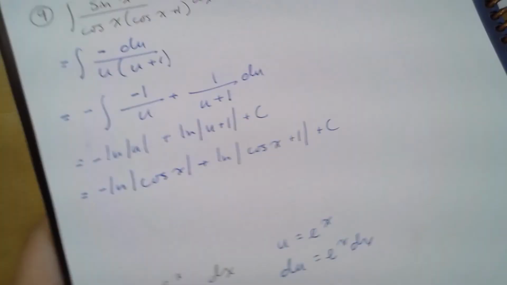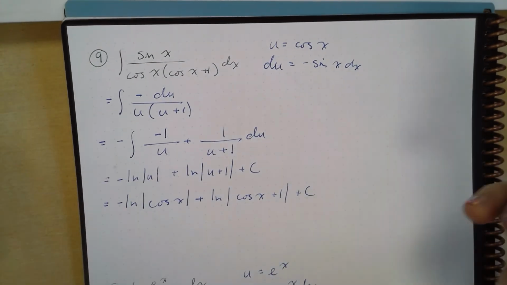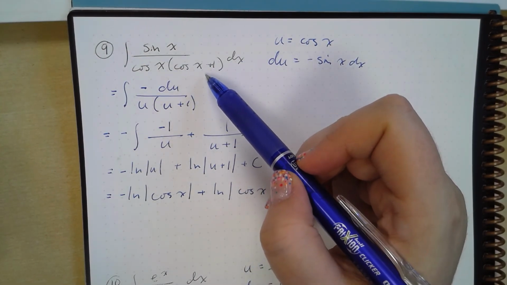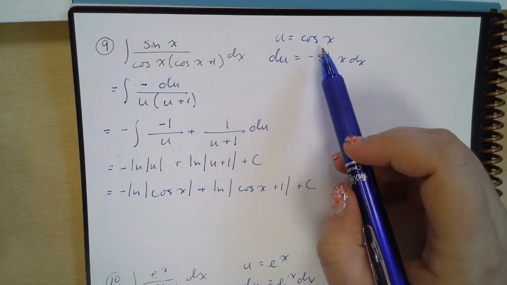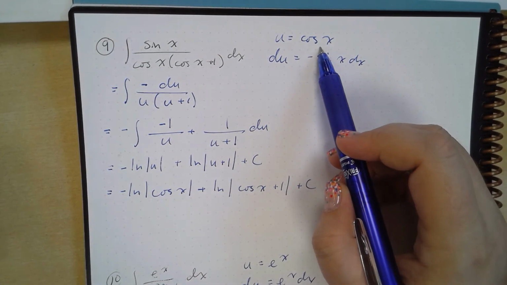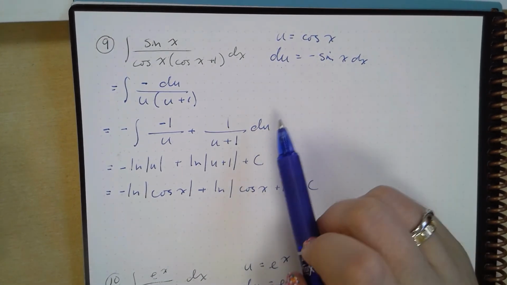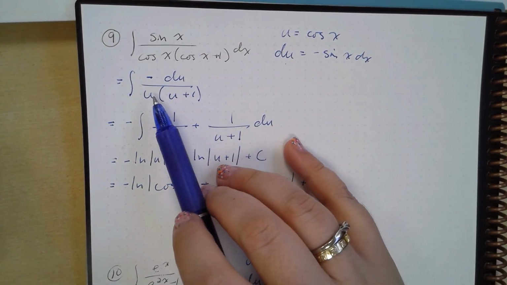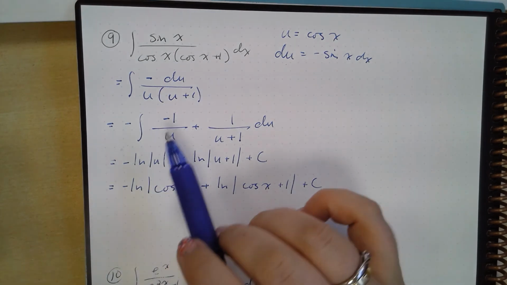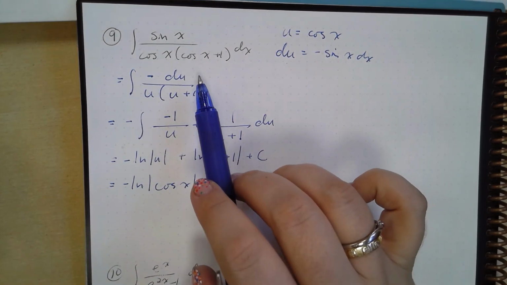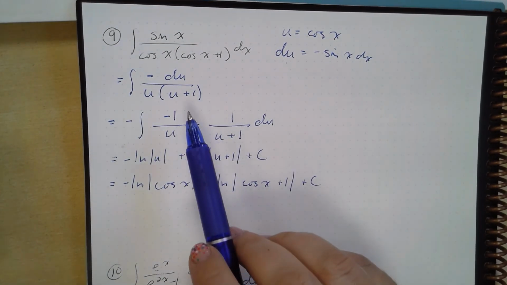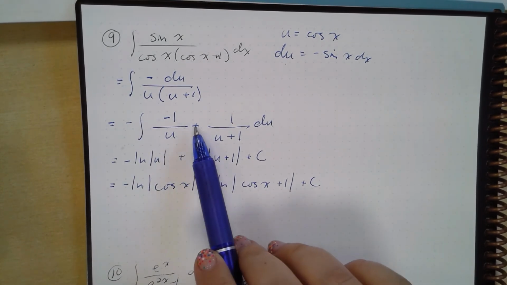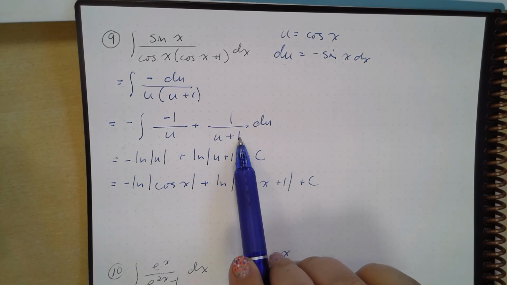All right, 2 more examples. The sine of x over cosine of x times cosine of x plus 1. Well, if I set u equal to the cosine of x, then du is going to be equal to the negative sine of x. So I would end up having negative du over u times u plus 1. Once I have that, I can use partial fractions. So I break this up, and I'm going to end up having a negative 1 over u plus 1 over u plus 1.